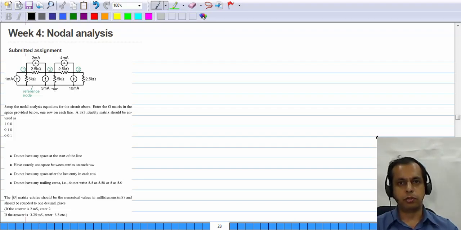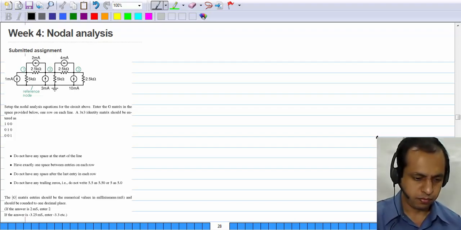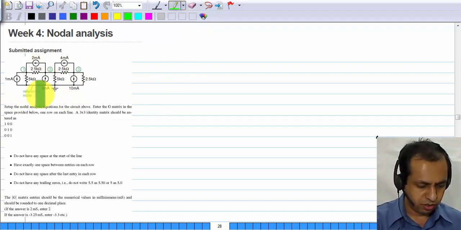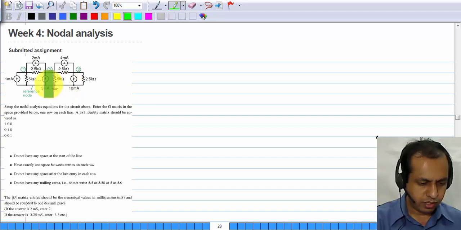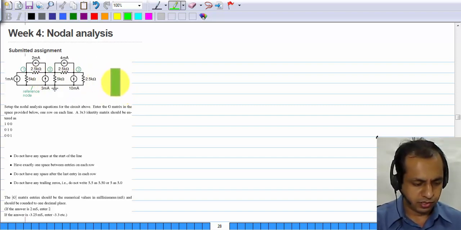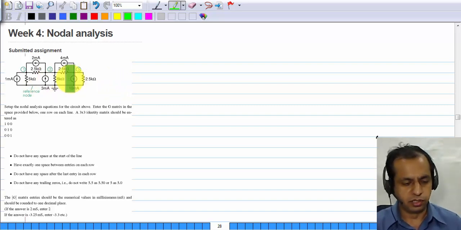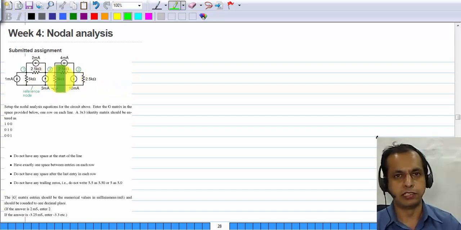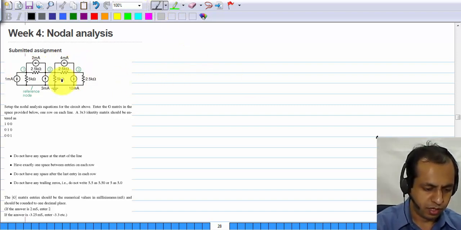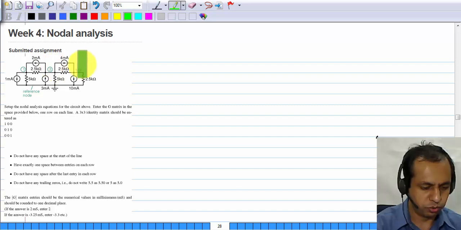Now we'll discuss the problems in the fourth assignment. The first problem is about nodal analysis, and essentially you have to determine the nodal analysis equations. This circuit is the easiest case for nodal analysis. It has only resistors and independent current sources, and the nodes are already marked. There are three nodes, 1, 2 and 3.